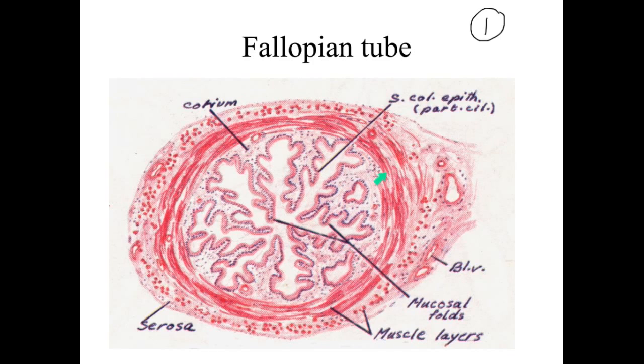Then we have the musculosa, formed of inner circular and outer longitudinal, and it is responsible for peristaltic movement to push the ovum, fertilized or not, towards the uterus. Then we have the peritoneal covering, which will be called the serosa, which is nothing but loose areolar connective tissue covered by simple squamous epithelium.